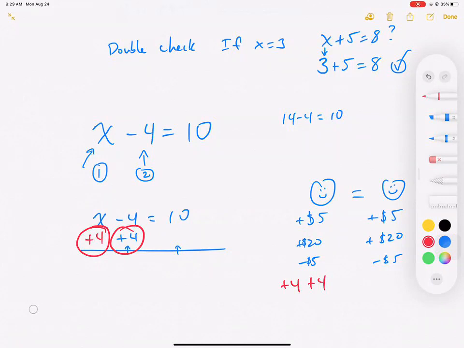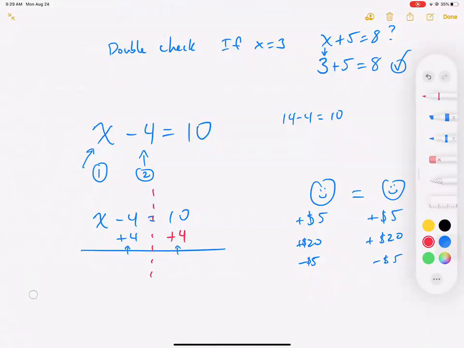So we have to be careful, and this happens a lot because sometimes we don't understand what we're doing, and that happens in math. If I add 4 to one side, I must add 4 to both sides. And this is our invisible border between my left side and my right side.